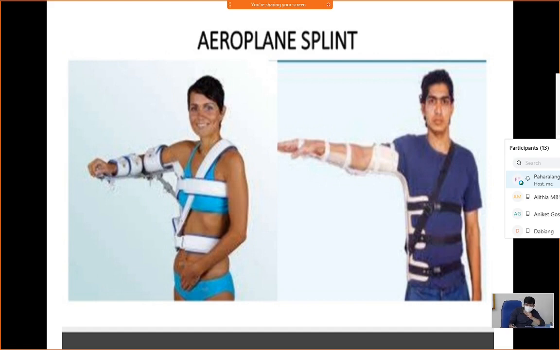This is the aeroplane splint. This is used in brachial plexus injury. This is called the aeroplane splint because this is just like a wing of the aeroplane, and this has two parts. One is attached to the trunk, and the other is attached to the upper limb, and this is used in brachial plexus injury. But we are not using it very regularly now. We are using it very rarely, and nowadays for brachial plexus injury, the dictum is that you repair as early as possible. Previously, we used to use this aeroplane splint.